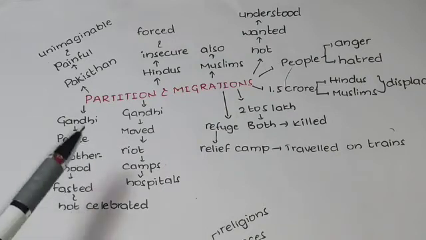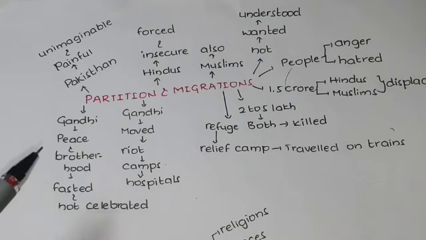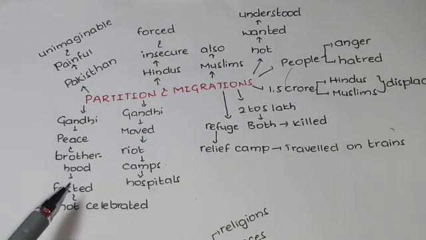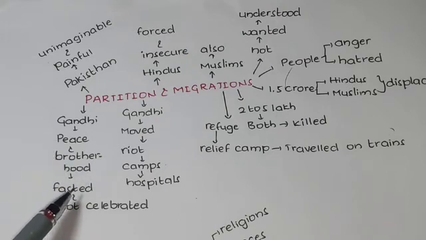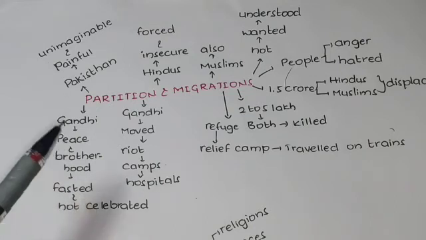Mahatma Gandhi was the father of the nation. When we got independence on 15th August 1947, he did not celebrate it. He fasted on that day and did not celebrate the first Independence Day. That was the situation in India.